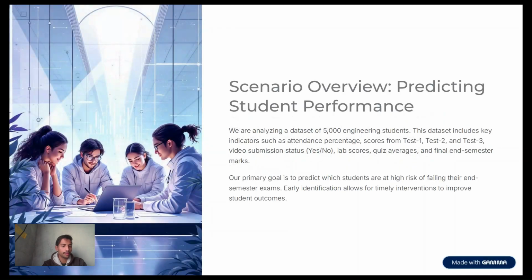Moving on to our first slide, scenario overview. To approach this question, we work with a dataset of nearly 5,000 engineering students. The dataset tracks indicators such as attendance, test scores, and whether students submitted their video assignments. Our main goal is to predict which students are at high risk of failing their end semester exam. Early identification matters because it gives the college enough time to step in with support and corrective actions.